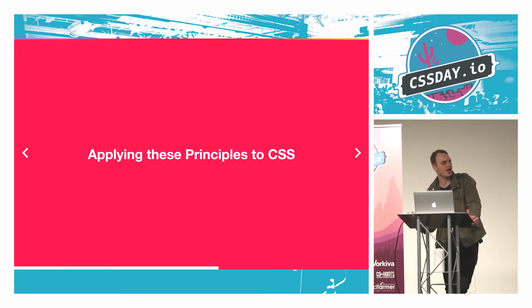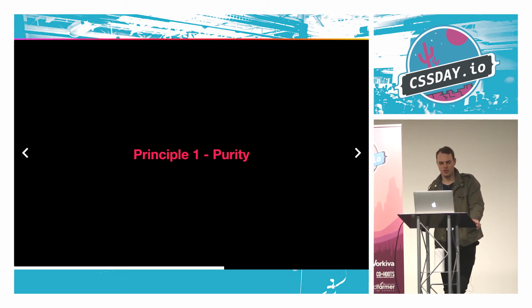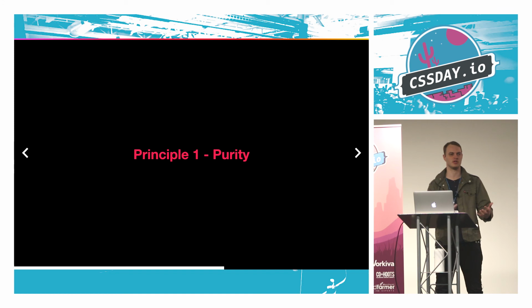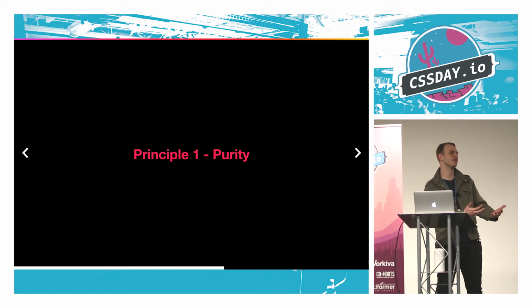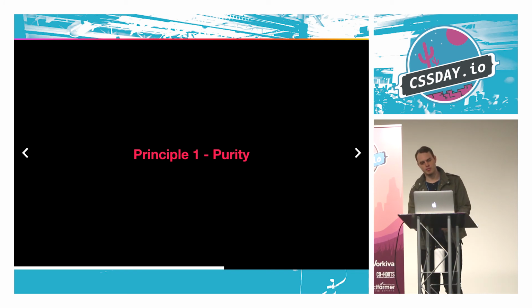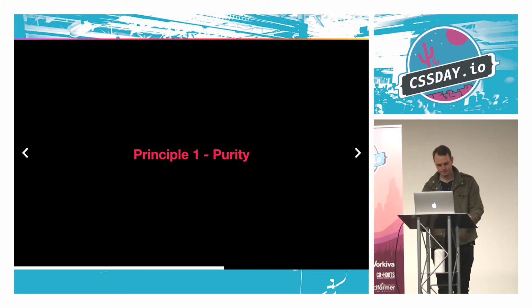So how do we apply some of these principles to CSS? Well, it's not an apples to apples comparison, but I think that the principles can be true across the board, and we can start to look at what are the virtues of functional programming, and do we need those same virtues in our CSS? So principle number 1, purity.